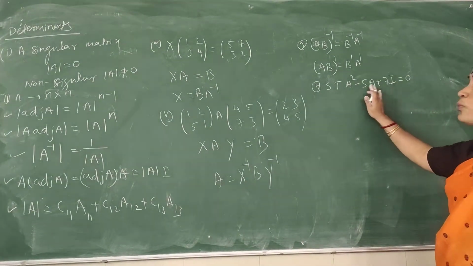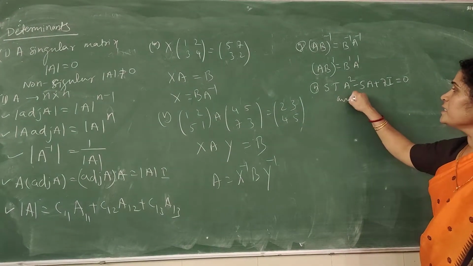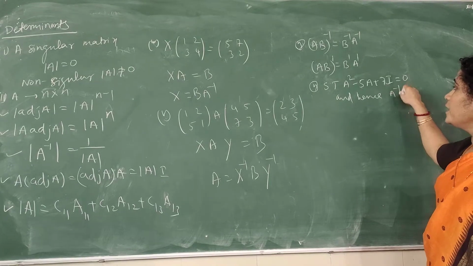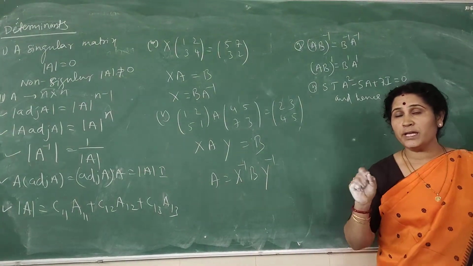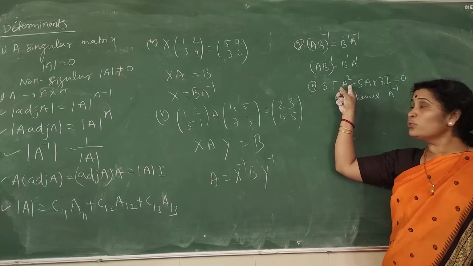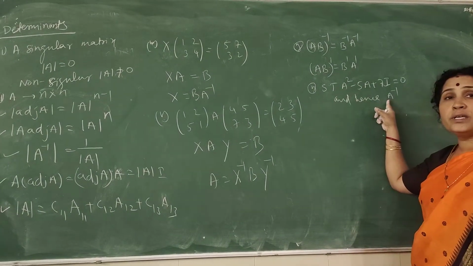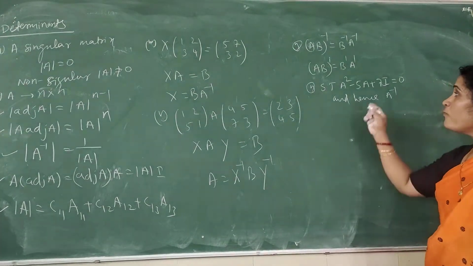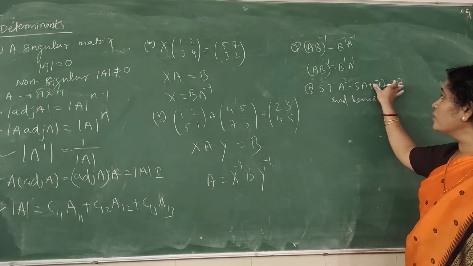So you have to show this equal to 0 and hence find A inverse, that is what they will ask. So please mind it. A inverse, and hence means you have to use the previous one, then bring A inverse. You cannot use minor cofactor, mind it. So first you have to show one thing, this equal to 0.